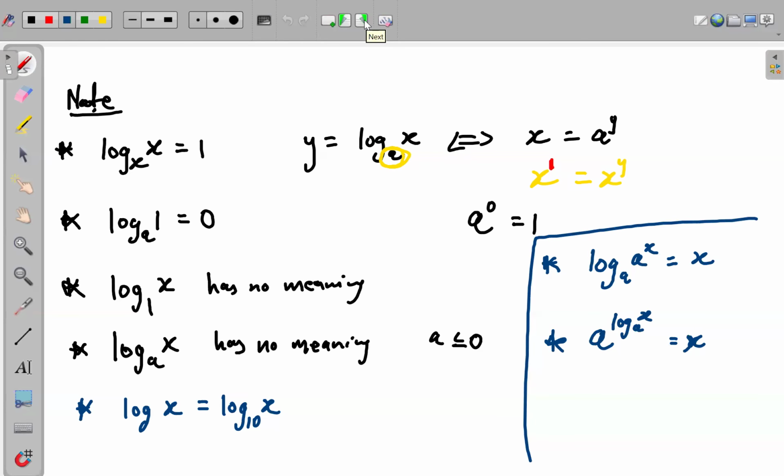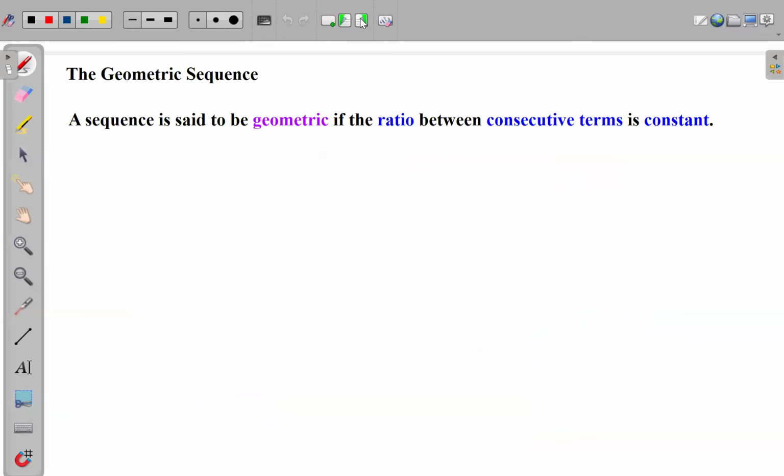So without further ado, let's talk about the geometric sequence. And again, I'm kind of starting with the definition here by explaining what makes up a geometric sequence, okay? We say a sequence is geometric if the following is true: if the ratio between consecutive terms is constant.